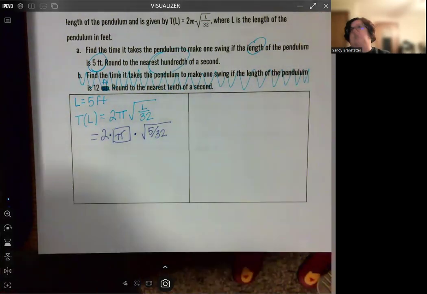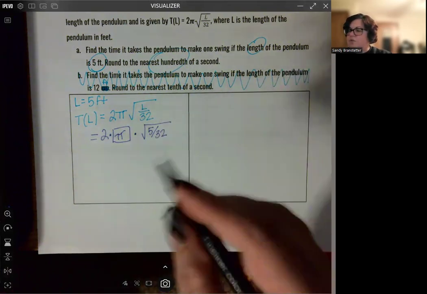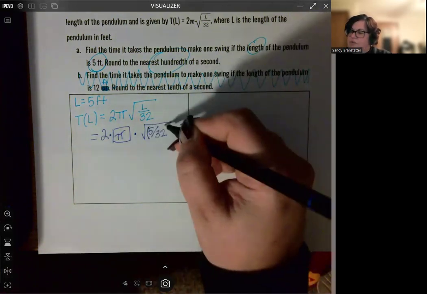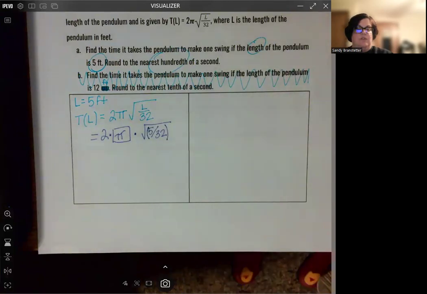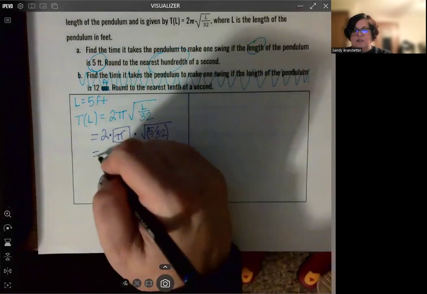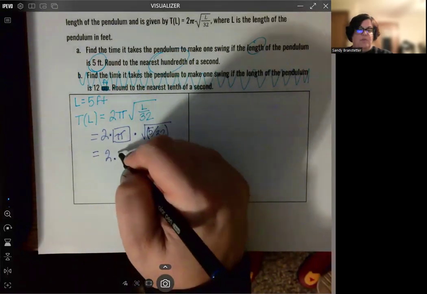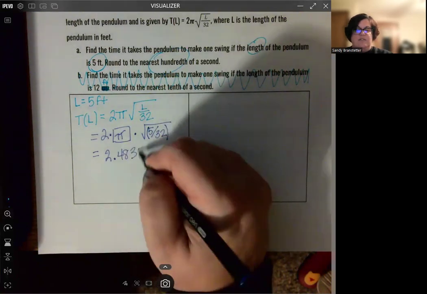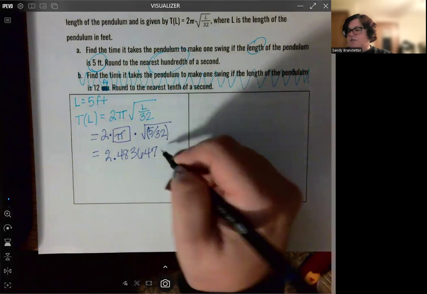So I'm going to grab my calculator. 2 times pi times the square root of 5 divided by 32. And on my calculator, I have to close a parenthesis for the square root. So I'm going to put a little parenthesis around the 5 over 32. If yours doesn't do that automatically, you might want to add that piece. And then that's 2.4836470066.